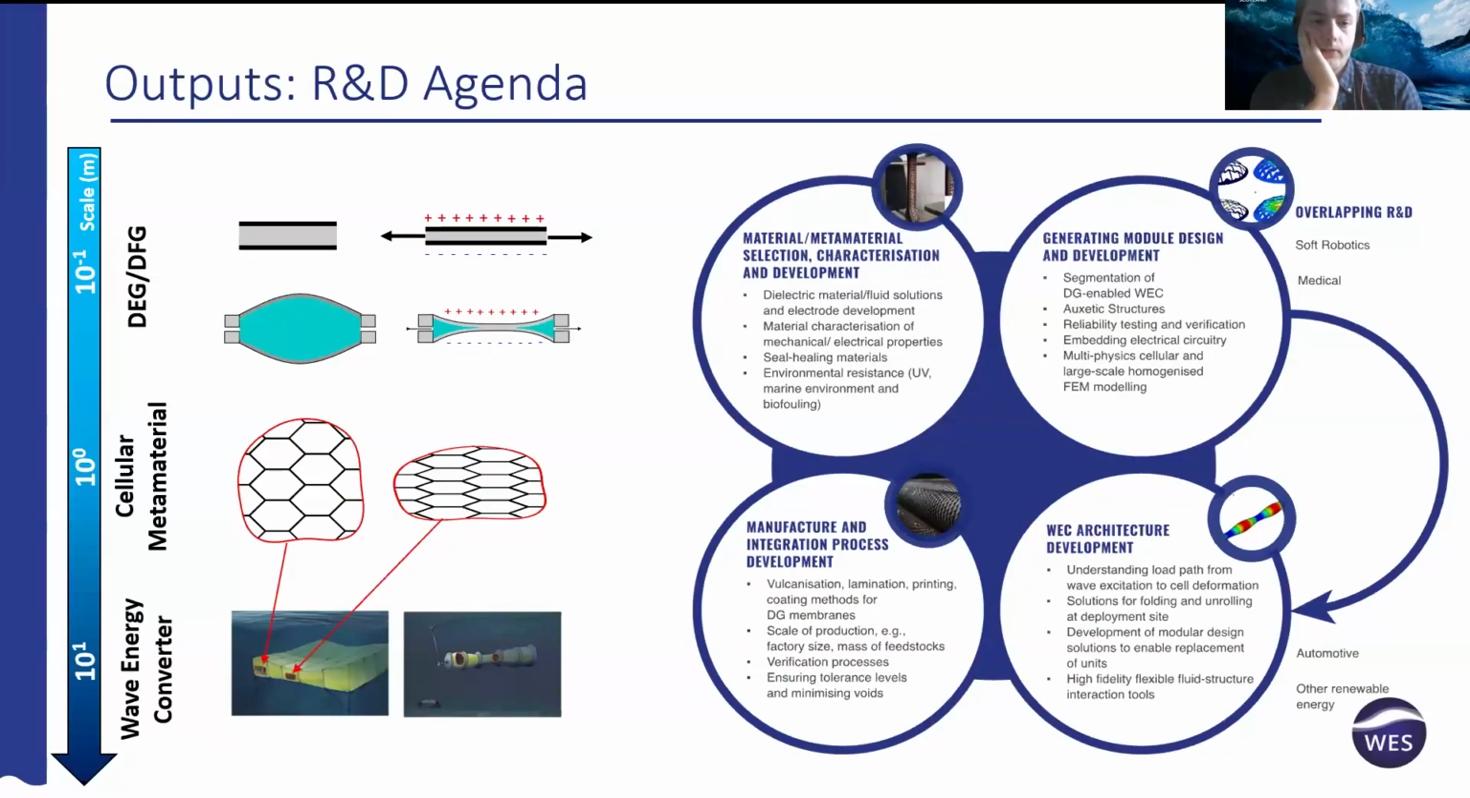So some of the outputs from Wes's point of view have been, during the first rounds, we generated so much R&D requirements, and we needed to group it all together into 4 different themes. And we came up with material selection, module design, manufacture and integration process development, and wave energy architecture development. So those 4 themes taking place from that centimeter scale all the way through to meter scale.